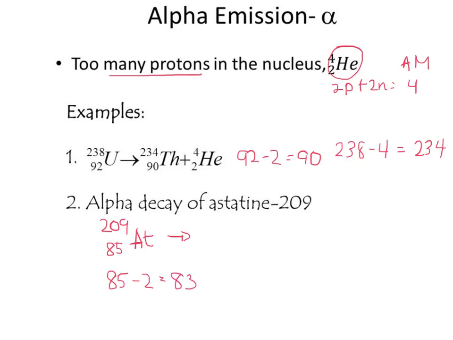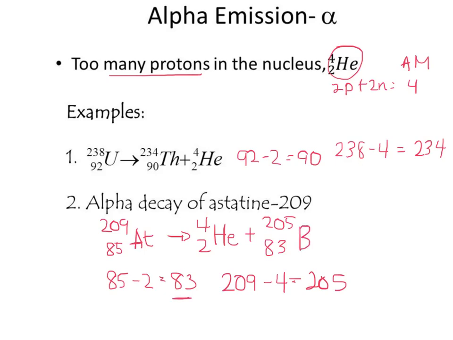And I can go ahead and write what I'm losing. So I'm losing an alpha particle, and I now have a new atomic number, and I also have a new atomic mass because I lost 4 subatomic particles, and my new atomic mass is 205. So I'm going to go ahead and put 205 on the top. If I look at the periodic table, the element with the atomic number of 83 is bismuth. And so this is how you would write a chemical equation for an alpha decay of astatine 209.